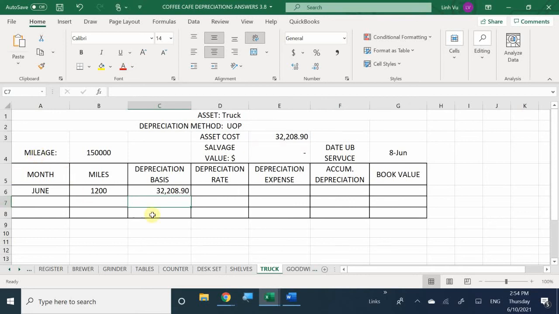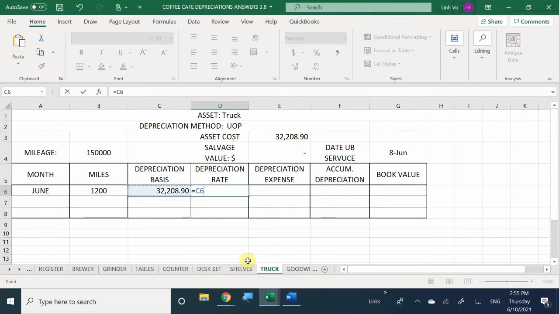Okay. So in this case, how would I calculate my depreciation rate? Because we're using units of production, we need to calculate a per unit rate. Divide the 32,208.90 by 1,200. Not that number, not the miles that you used, but by what number?